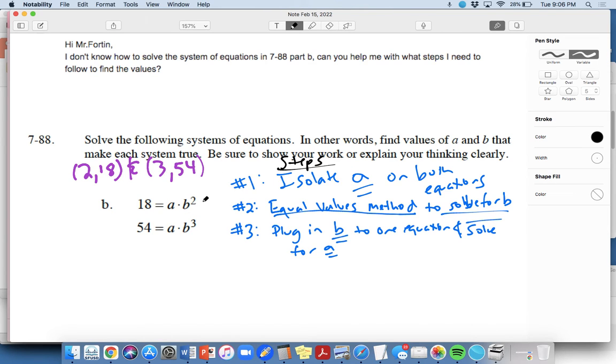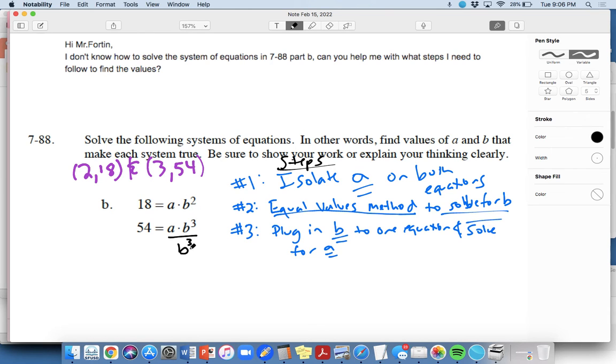First thing I'm going to do is maybe do it in this bottom one because I have a little bit more space. I'm going to isolate A, because if I can get A equal to something, I can use the substitution method, but I think I'm just going to do an equal values method. If I can isolate A, then I have an expression for what A is equal to in this equation. I can isolate A up here and get a different expression that A is equal to, and I can use that to solve for B. We'll do that in a second.